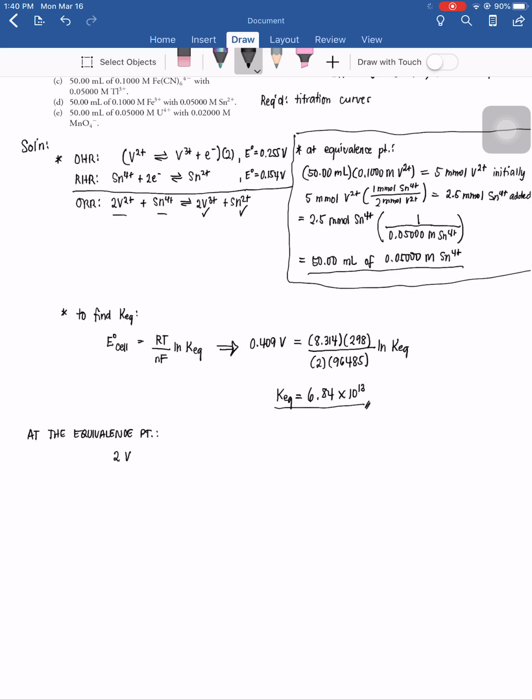So 2 vanadium-2 ion plus the tin-4 has reacted to produce 2 of the vanadium-3 and also our tin-2 ion.